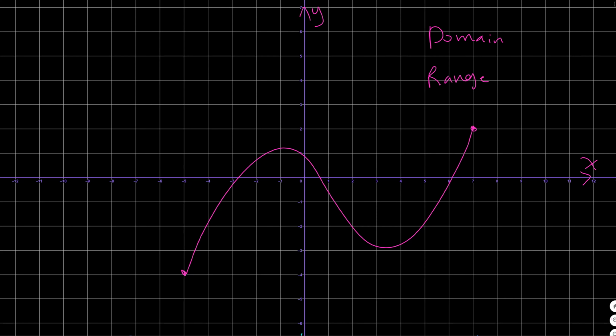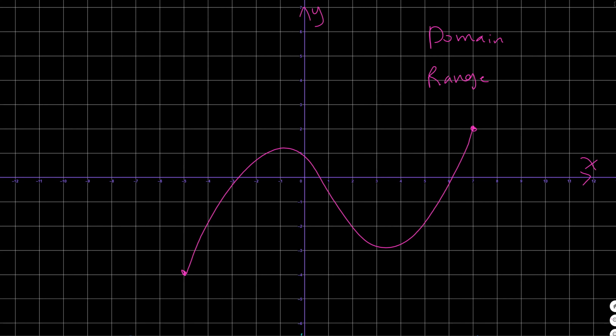The domain of any graph represents the values of x that participated in drawing that graph, in graphing that curve. In other words, what is the range? The range are the values of y that helped in graphing that curve.